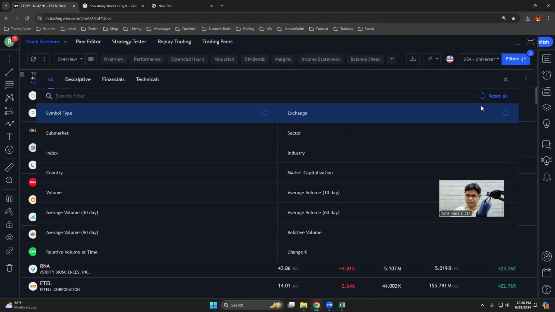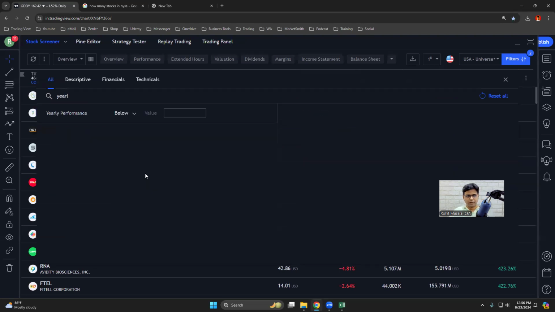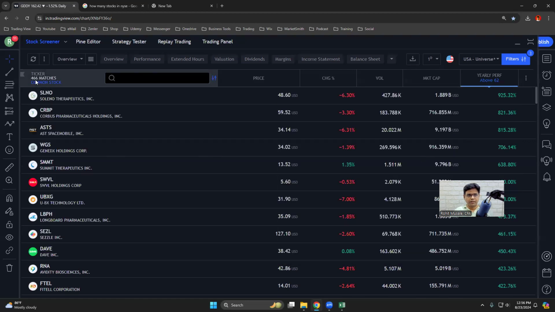So let's put the filters. I will go to yearly performance. Yearly performance is above, I will put 62 here. See, the number has come down to 466. Now you understand why I was saying 10%. If the total number of stocks is 4664, just take 10% of that, which is 466, which you have here. These are the best performing 466 stocks based on their annual performance.